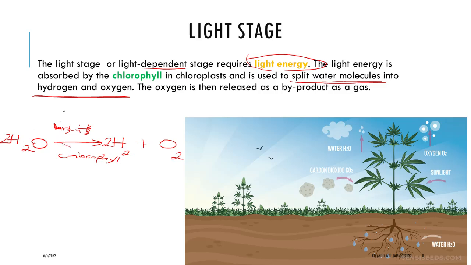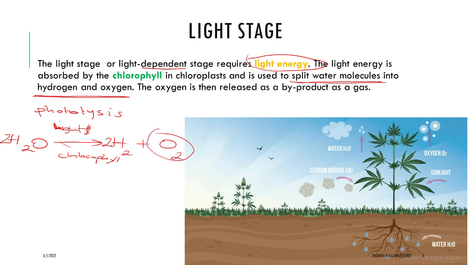So the light now is used to split the water molecule into hydrogen ions or atoms and oxygen atoms. Now this process is also called photolysis. The meaning of the word, everybody knows that photo means light, and because we're splitting, lysis means to split. So photolysis is actually the light dependent stage of photosynthesis. Okay, so now we understand how the oxygen is produced.